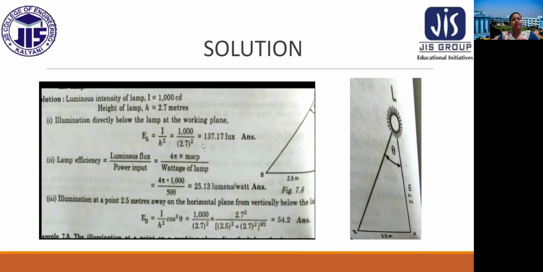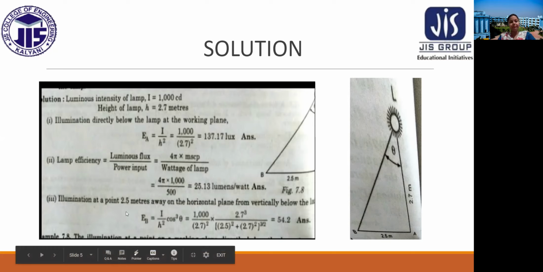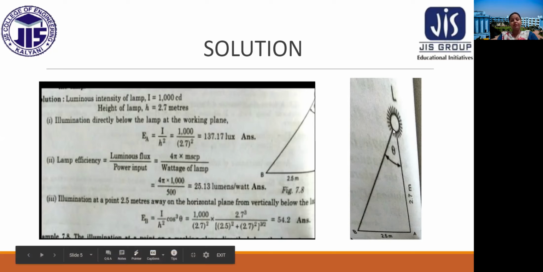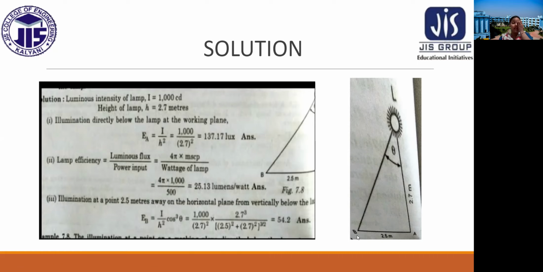So lamp efficiency will be 4 pi into MSCP divided by 500. So this is your lamp efficiency. And last but very important, illumination at a point 2.5 meter away on the horizontal plane. So this is your 2.7 meter mentioned over there, and this is 2.5 meter. And here at the point B, you have to calculate illumination, right?